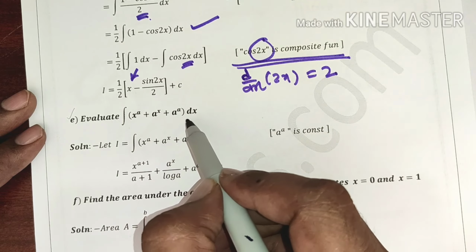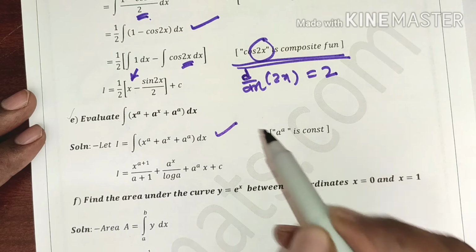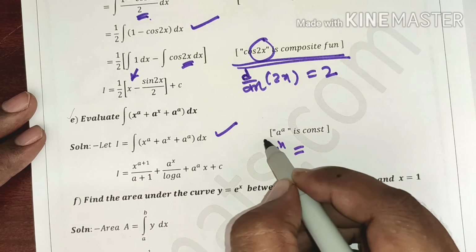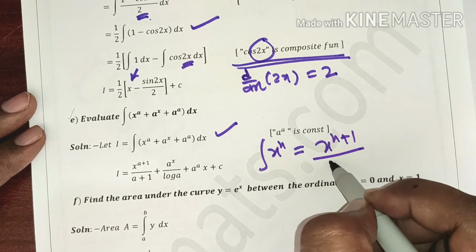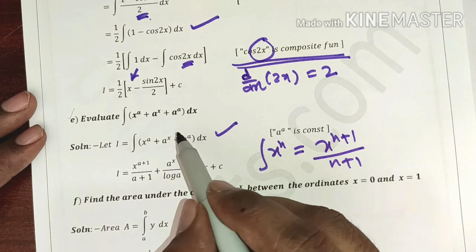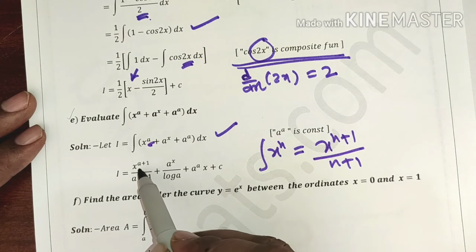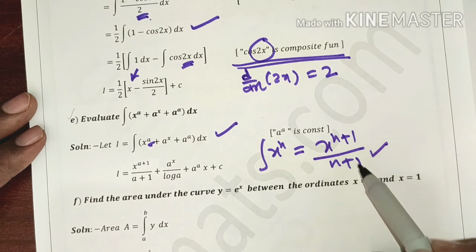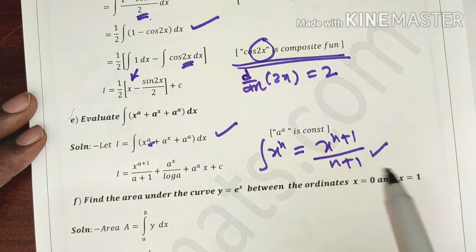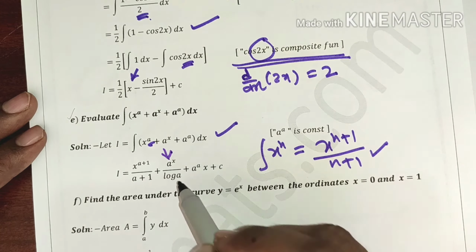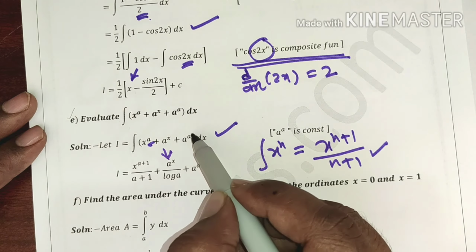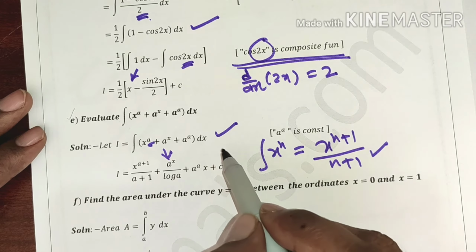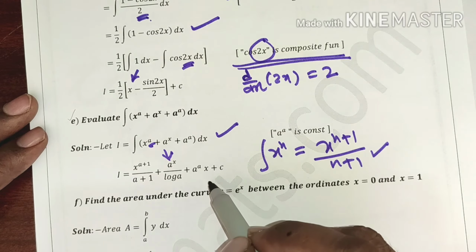Integration of x raised to a plus a raised to x dx. We write in the solution: for x raised to a, we use the formula for x raised to n. The integration of x raised to n is x raised to n plus 1 divided by n plus 1, which means we add 1 in the power. Here the power is a, so we add 1 to get a plus 1, and the same is in the denominator. And we know the formula for a raised to x: its integration is a raised to x upon log a. Here a raised to a is a constant, that's why it is outside the integration. Only dx is remaining in the integration, and the integration of dx is x.